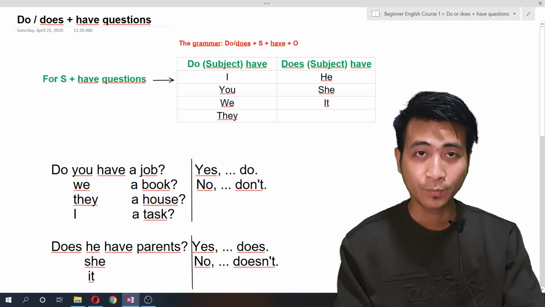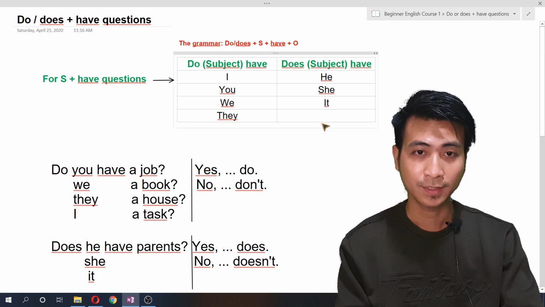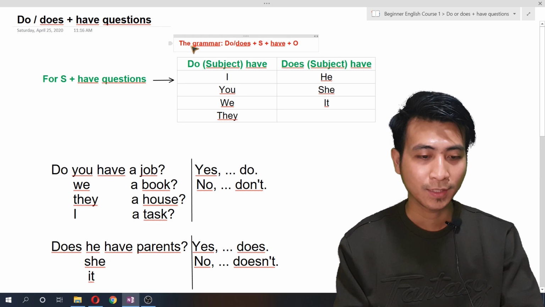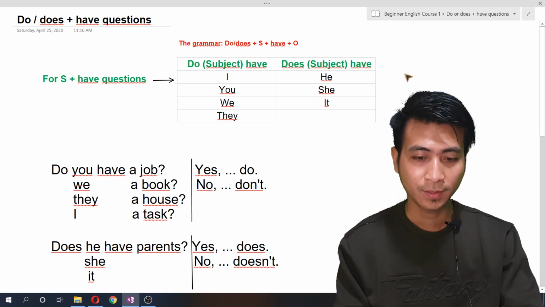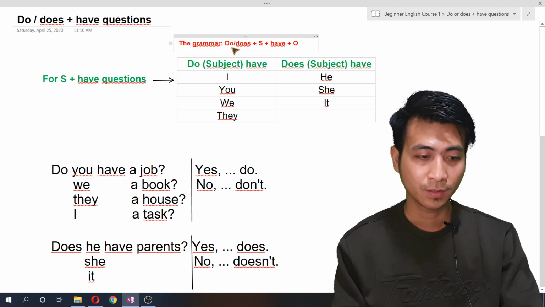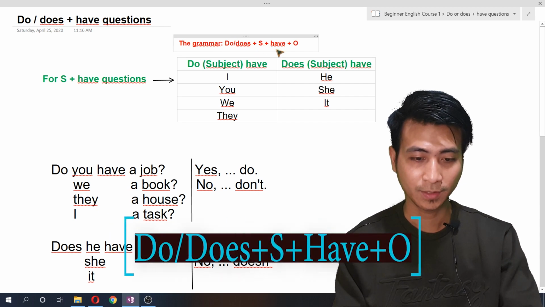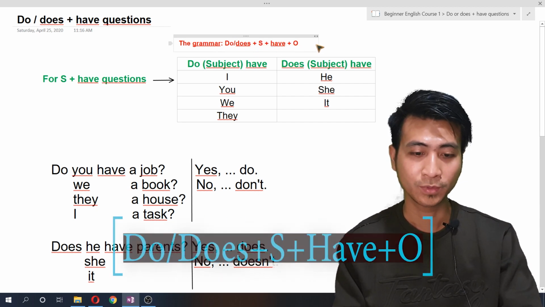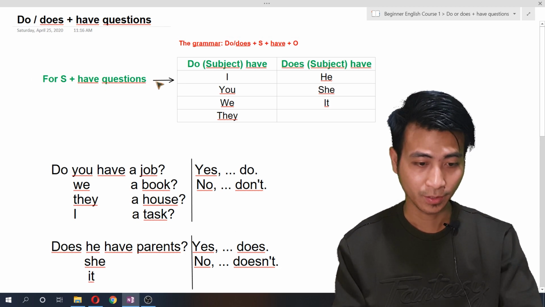Here I would like to explain the grammar first, then I will show all the subjects, and which one, do or does, we use with the subject. So let's take a look at the document. Before I jump into these sentences, I would like to explain the grammar first. Remember this video about do or does and have questions. So the grammar is this: do or does plus subject plus verb have plus object, for subject plus have questions.